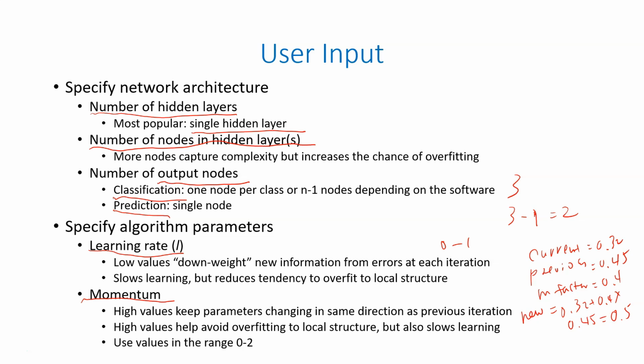As you can see here, higher momentum factors would help maintain the direction of the previous iteration, and at the same time help avoid overfitting to the local structure or get stuck in a local optimum. It is recommended that the analyst uses values in the range of 0 to 2 for the momentum factor.